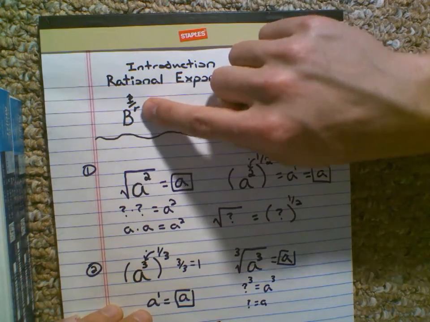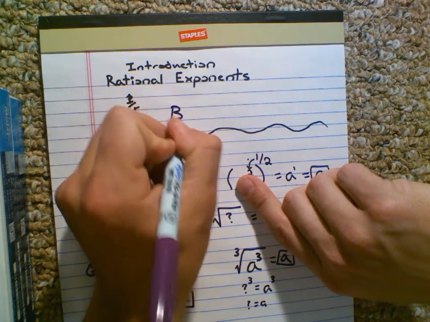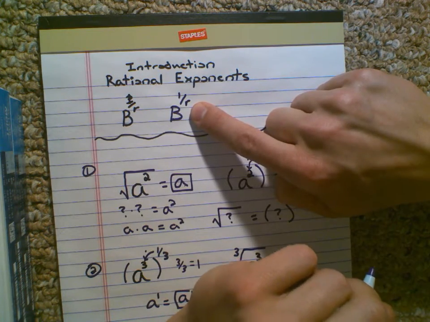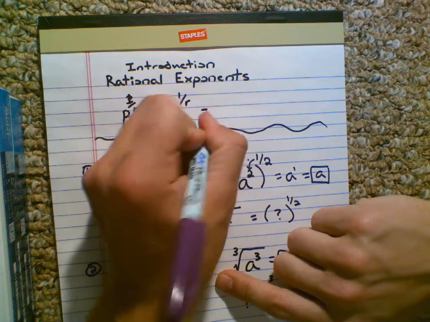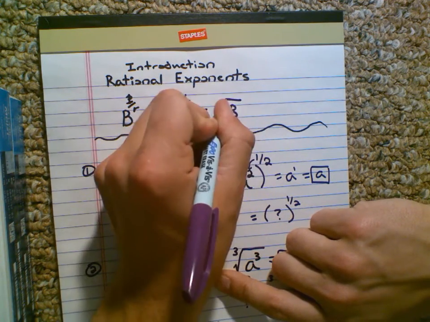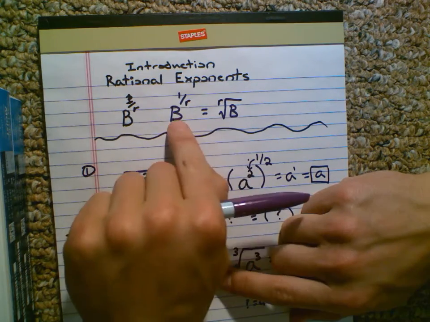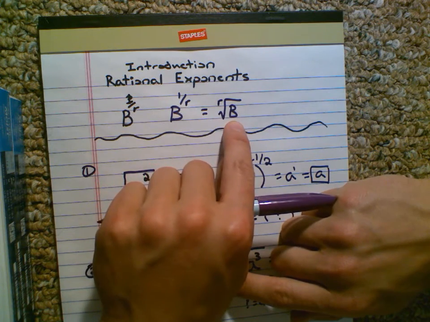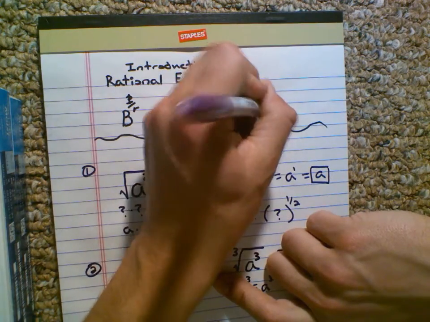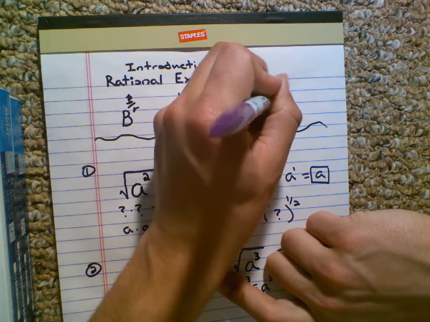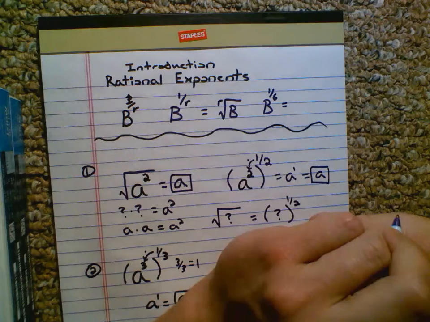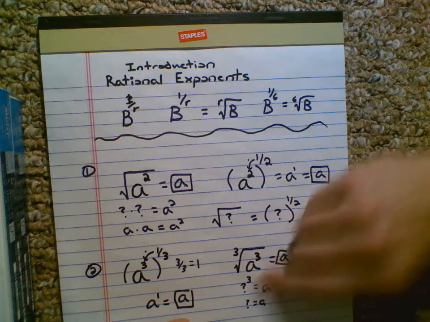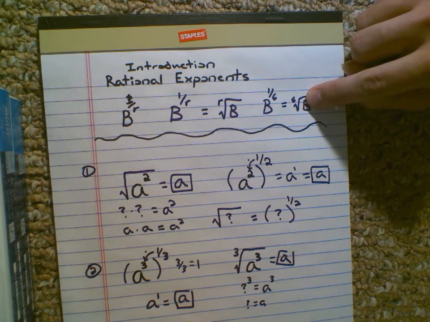Now here I kind of wrote it sloppy, so I'm going to rewrite it. If I have a base and I take it to 1 over any number, call that number r, this expression will be equal to taking that base to that root. So if I have b to the 1 over r, that'll be equal to the rth root of the base. So for example, if I had a base and I had it to the 1/6 power, that is the same thing as taking the 6th root of that base. Okay, 1/6 power is the same thing as this.